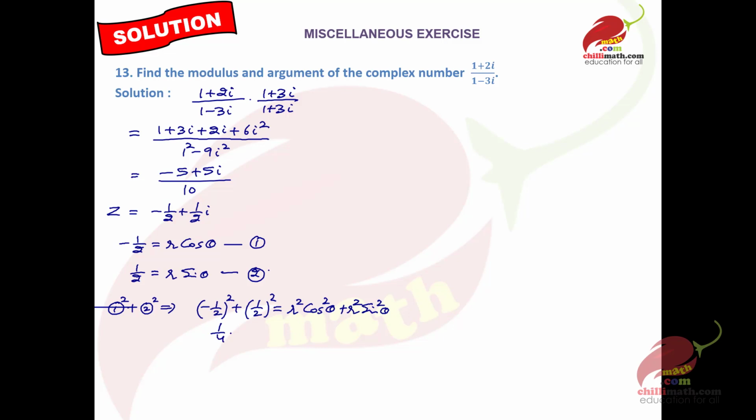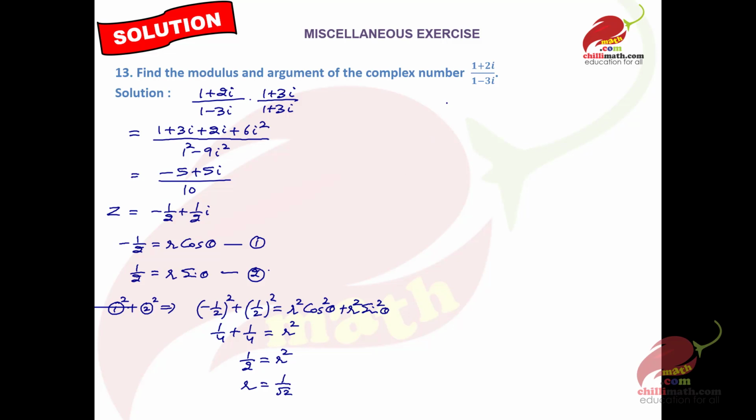Minus half square is 1 by 4, half square is also 1 by 4, taken r square common, cos square theta plus sin square theta is 1. So 1 by 4 plus 1 by 4 is 1 by 2, that is r square. So on taking square root we get r is equal to 1 by root 2. We don't write plus minus because this is modulus, it is always positive.